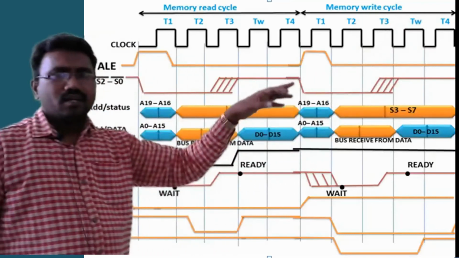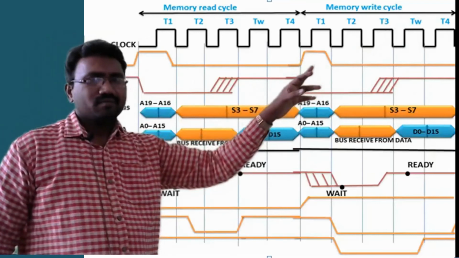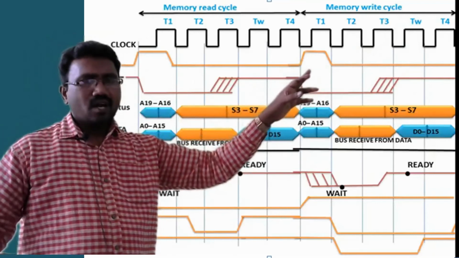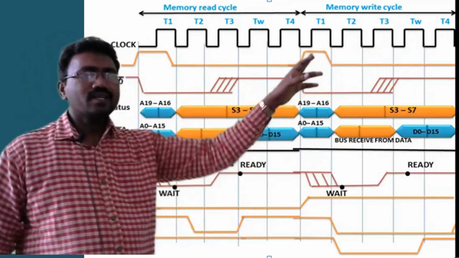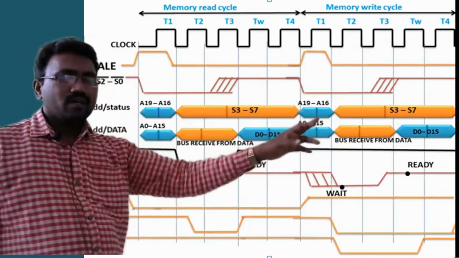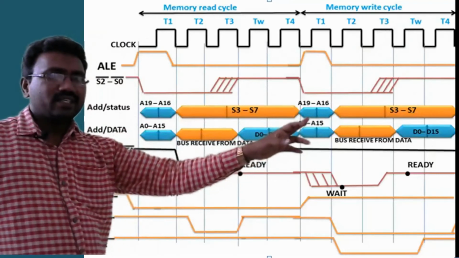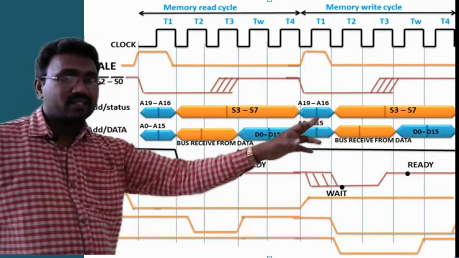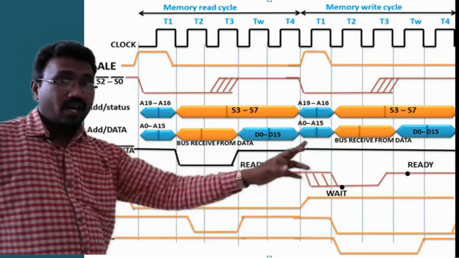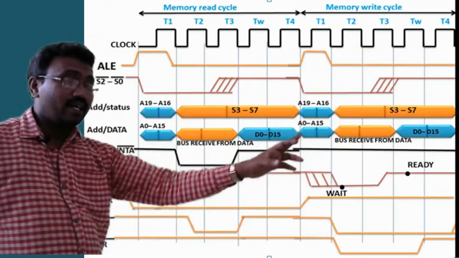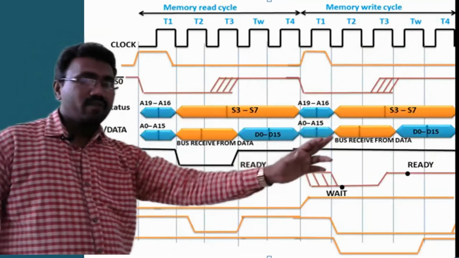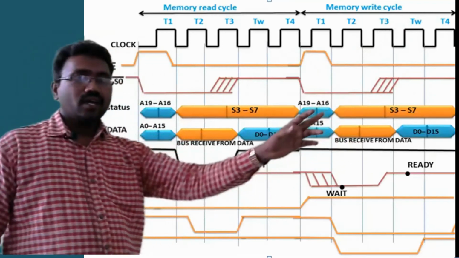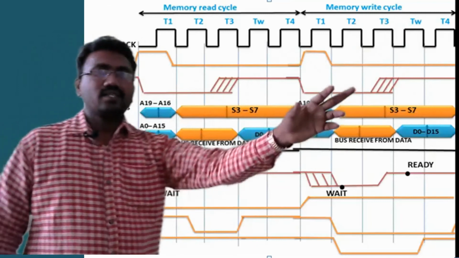Here also, during T1, for a read or write operation, the address should be sent to the memory. So during T1, ALE is enabled. During T1, the address/status lines indicate a valid address bus. Address and data lines are multiplexed. During T1, these lines indicate the address. After T1, these lines indicate data, or status lines.